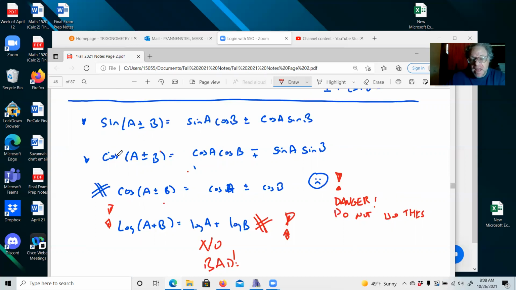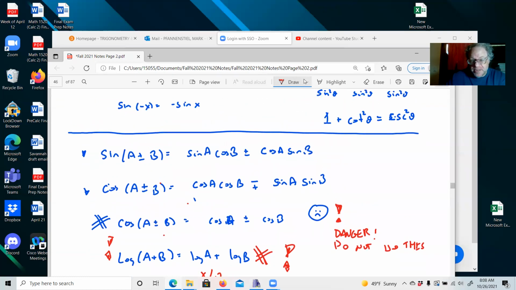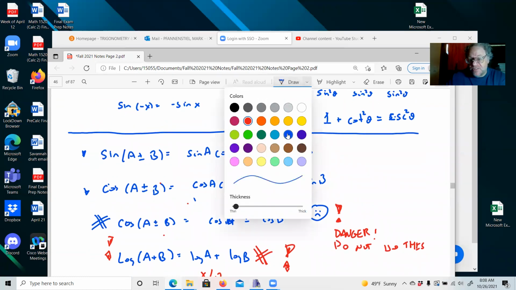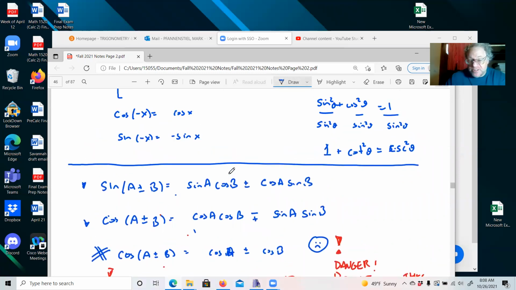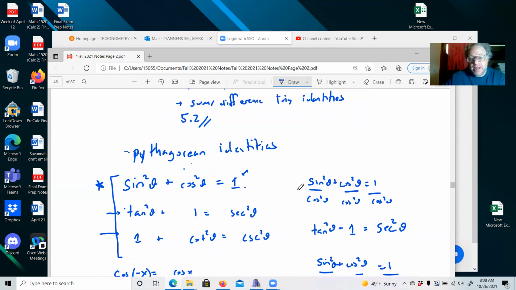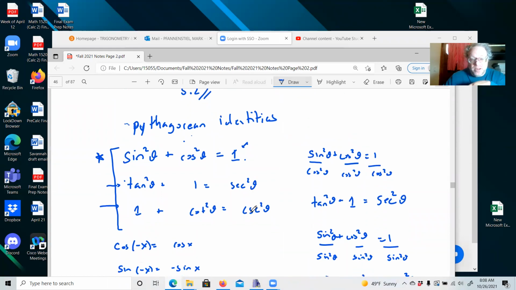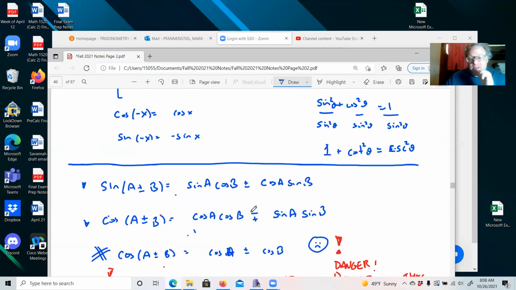They're there, but the number of times I've used them is limited. I've always had a chance to look them up when I've needed them. I suggest you do the same. Just know that there is a tangent of A plus B. We don't have to go through and deal with it. Pythagorean theorems, yes, you have to know those. Sum and difference, yes, you have to know those mostly.